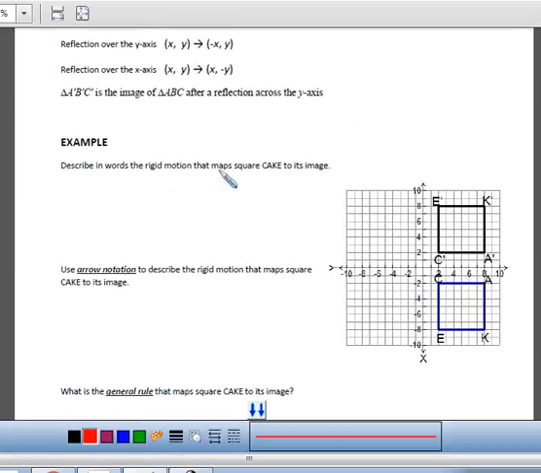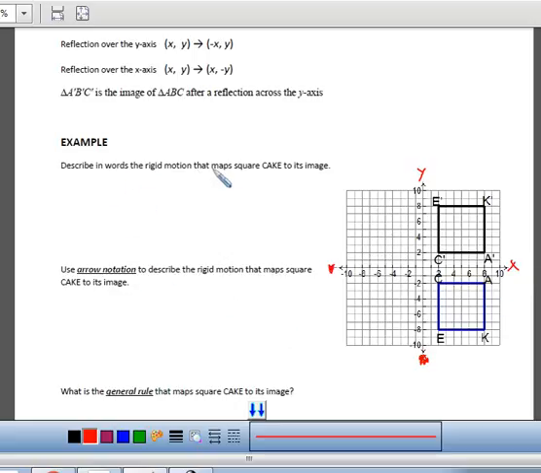Describe in words the rigid motion that maps square cake to its image. So notice square cake is down here below the x-axis. Oh, by the way, these labels are a little bit messed up, so cross them out. I have a feeling whoever created this rotated it, and that's why it looks the way that it does. The negatives are still where they need to be, but everything else is a little off. This should be the y-axis, and this should be the x-axis. But all of you know that.